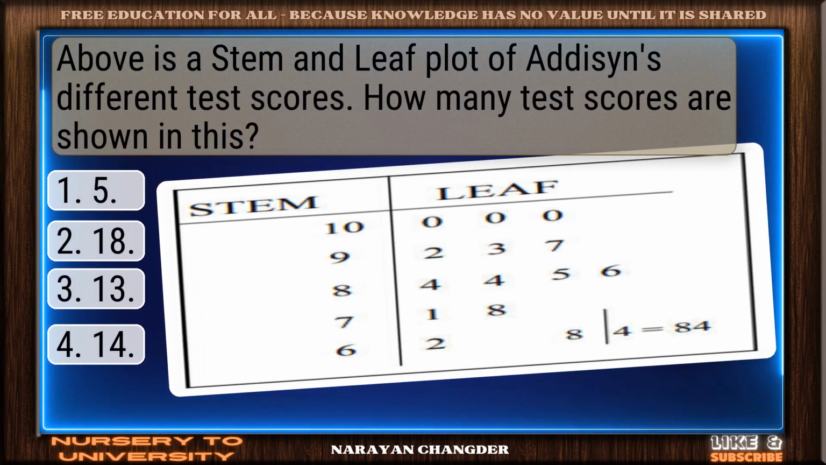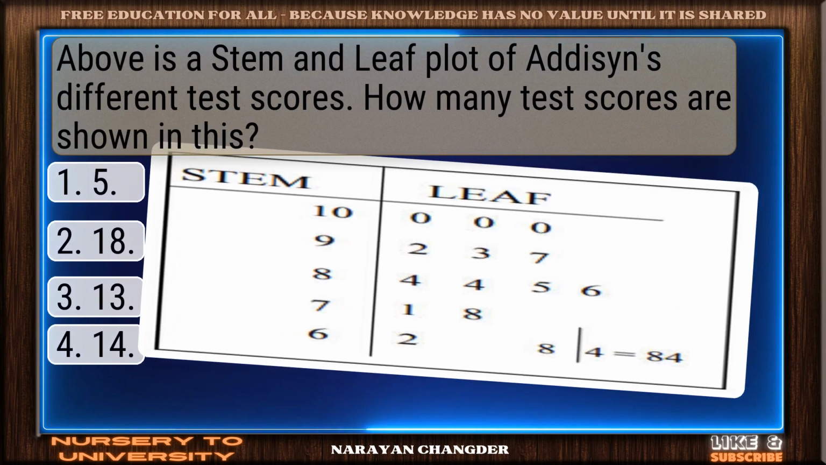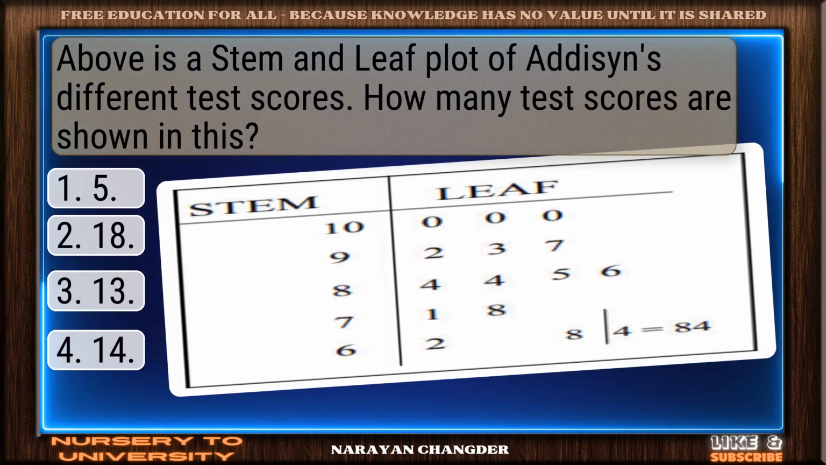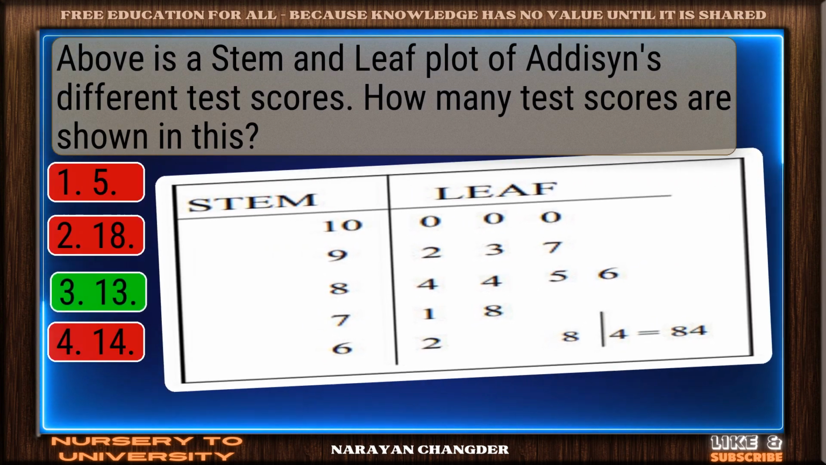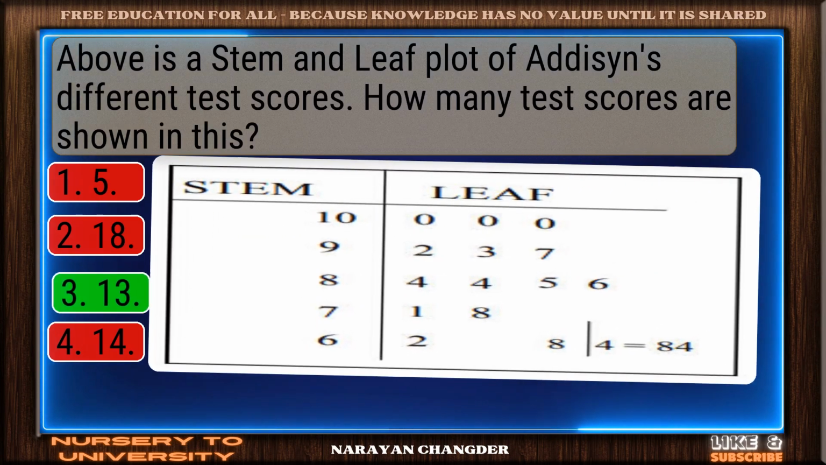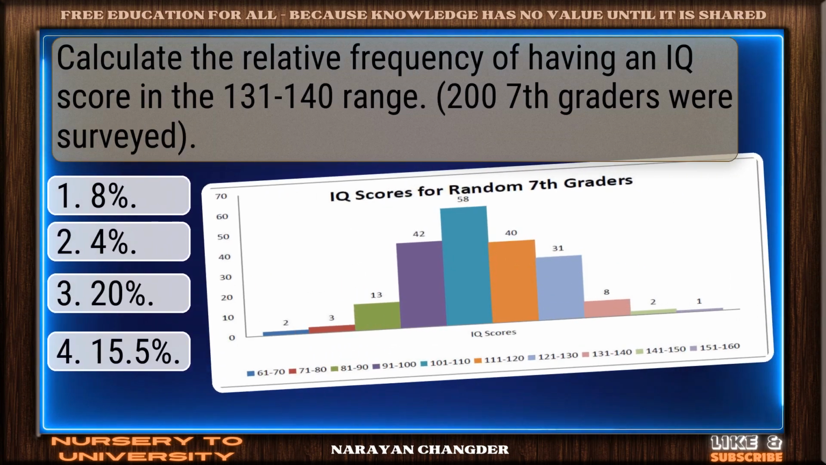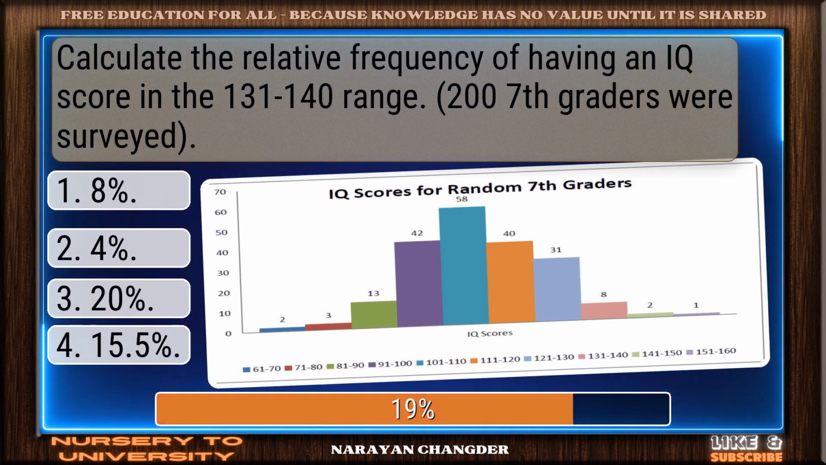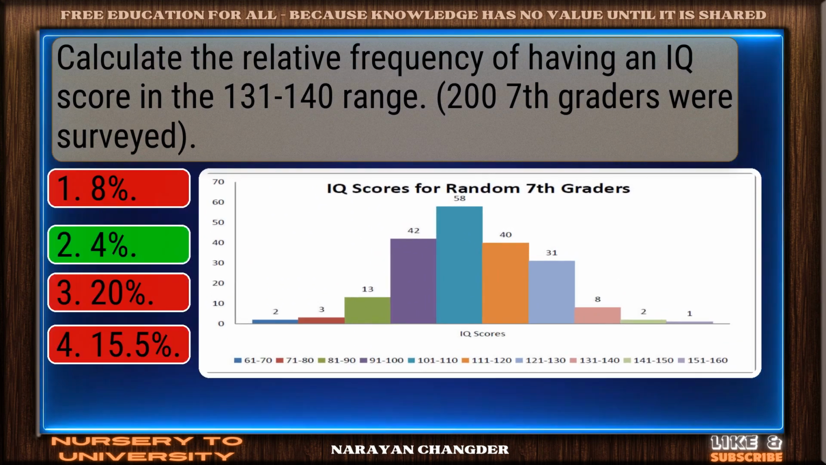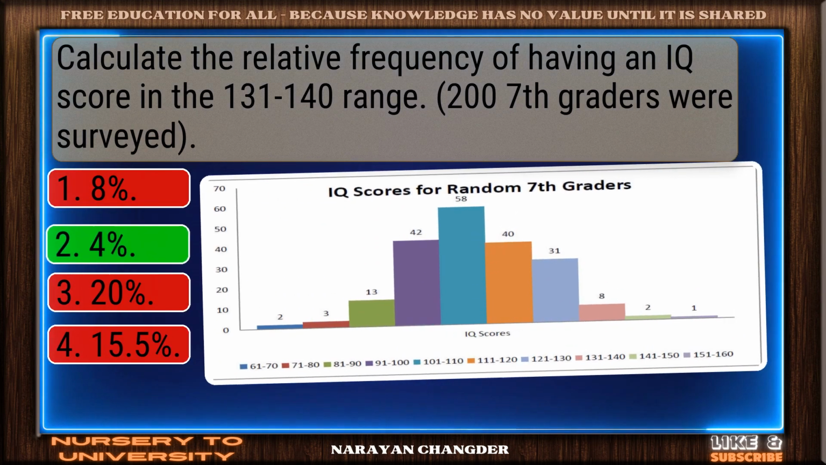Above is a stem and leaf plot of Addison's different test scores. How many test scores are shown in this? Nice selection. 13 is correct. Calculate the relative frequency of having an IQ score in the 131-140 range. Solid response, 4% is valid.